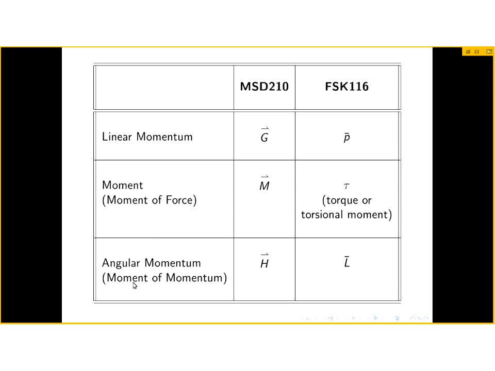Another example of a moment is the moment of momentum. Linear momentum is a vector, so I can calculate the moment of momentum. That is angular momentum, and we'll use the capital H with a half arrow, since this of course is also a vector, as opposed to the capital L with a bar that was used in the physics course.